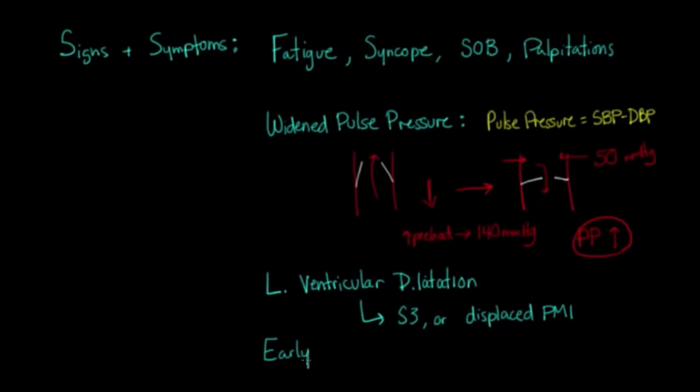And aortic regurgitation can be heard on auscultation as an early diastolic murmur along the left sternal border.